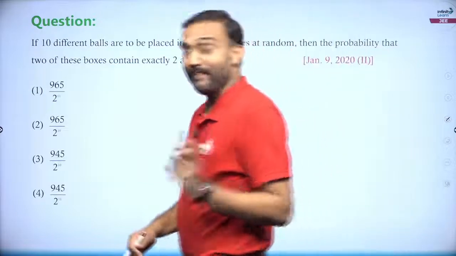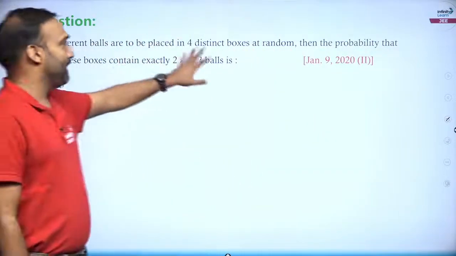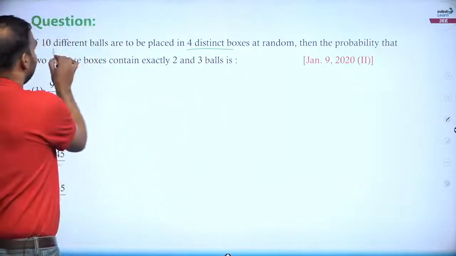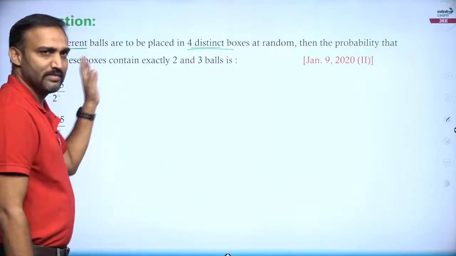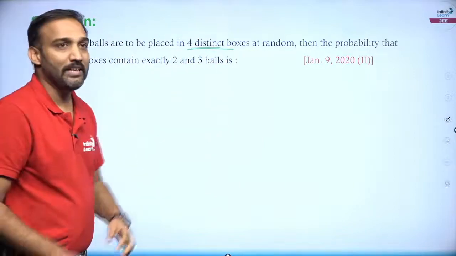So now we'll try question number 2. If 10 different balls are to be placed in 4 distinct boxes, observe carefully guys, here it says different, here it says distinct, so they are synonyms. So the balls are different and the boxes are distinct.